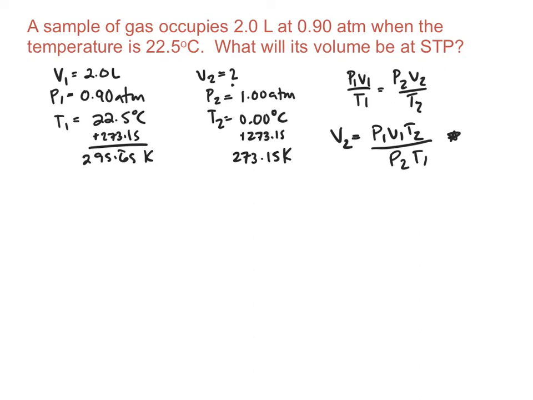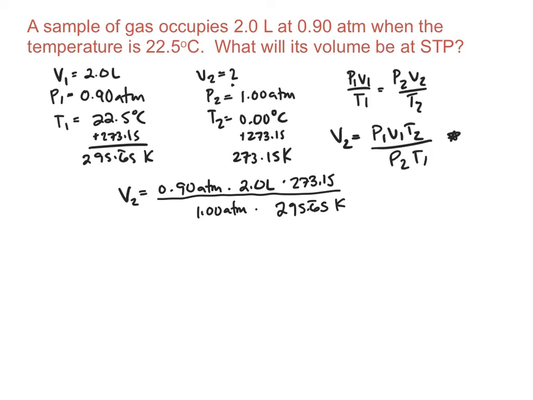Okay, so this is now what our equation looks like once we've plugged in all of our variables, and that's going to give us 1.66 as our answer. Units wise, Kelvin and Kelvin cancel, atm and atm cancel, and liters are left over. And the last thing we need to consider is significant figures. So this is going to be 2 sig figs. So 1.7 liters is what our final answer is going to be for our volume after we change the conditions.